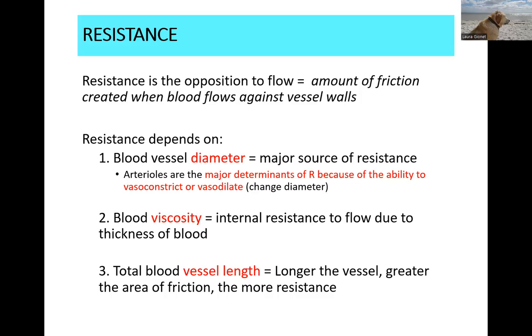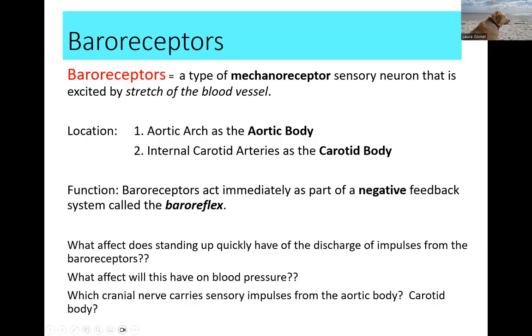But if we have a long vessel, it's just that much farther to have to push the blood through. There's more opportunity for the blood to travel across the tunica interna, which is resisting the blood flow because it's stationary. And so resistance would increase and blood pressure would increase. Those are three major sources.